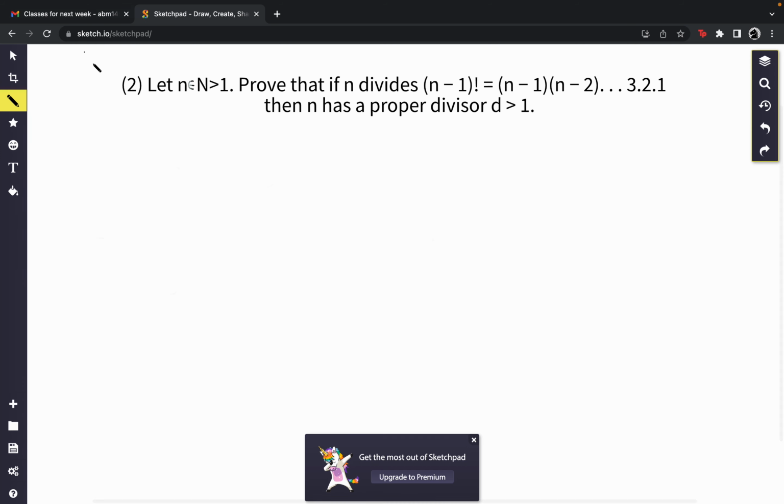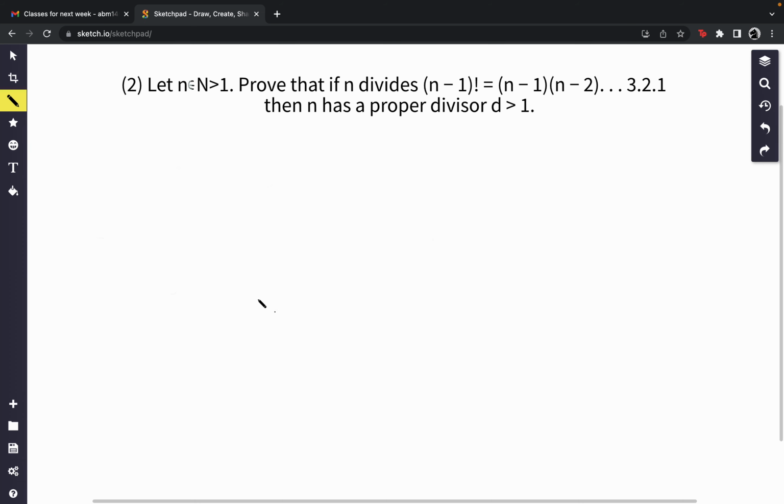Okay, so for proof number 2, we're going to let n be a natural number greater than 1 again, and we're going to prove that if n divides n minus 1 factorial, which is equal to this, then n has a proper divisor d that's greater than 1. All right, let's unpack this.